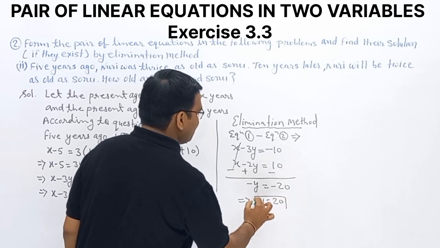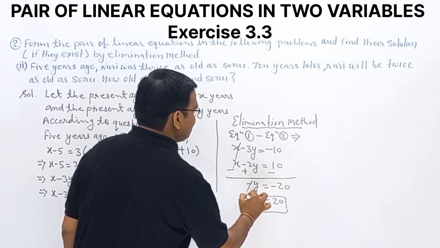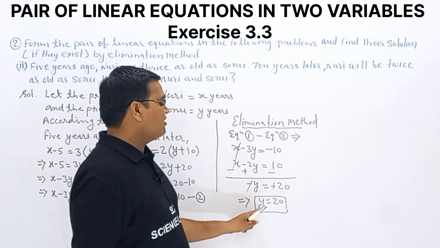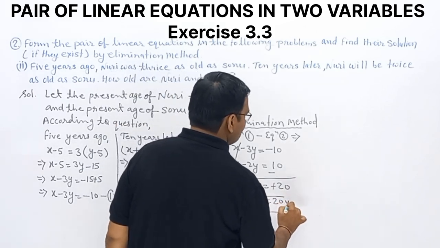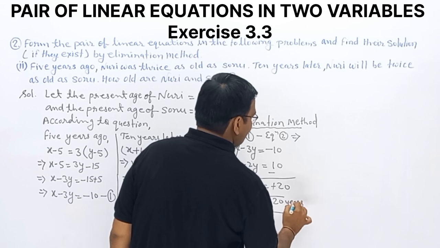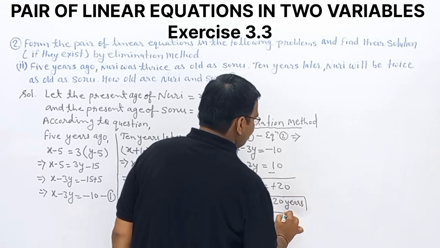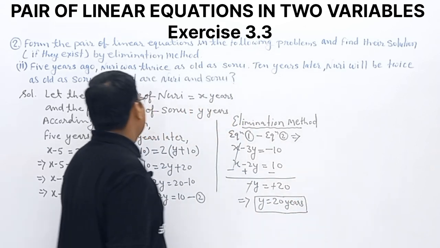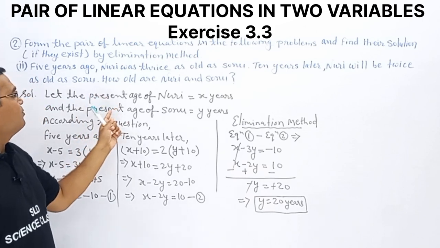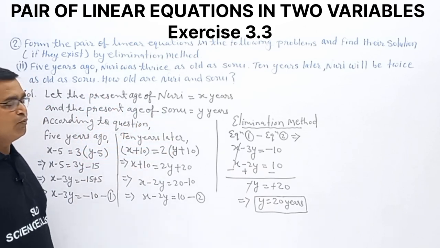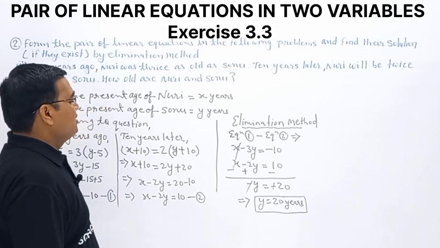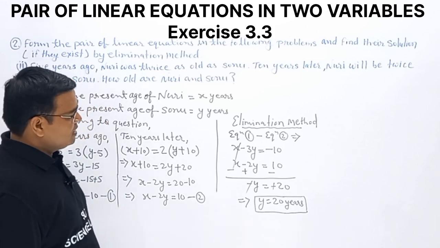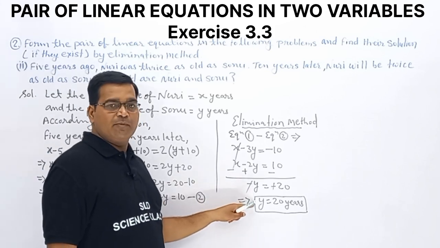Minus to minus will be cancelled. This minus will be cancelled with this one. We are getting y equal to 20 years. y equal to what? 20 years. And what about the y? y is the present age. y is what? Present age of Sonu. So we obtained the present age of Sonu is what? 20 years.